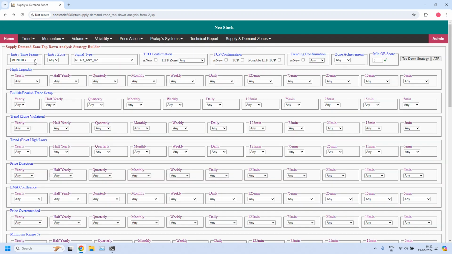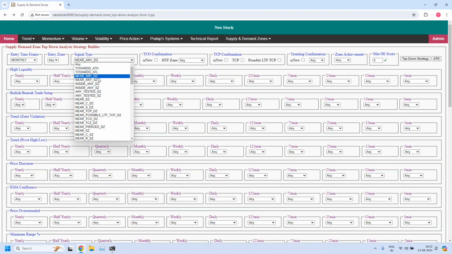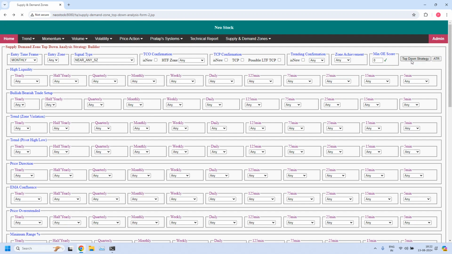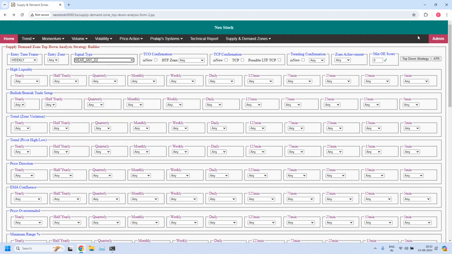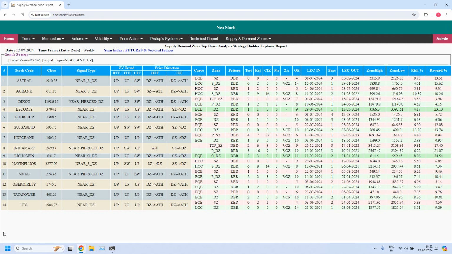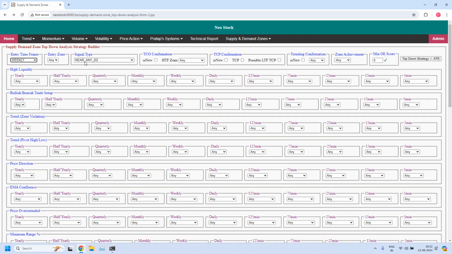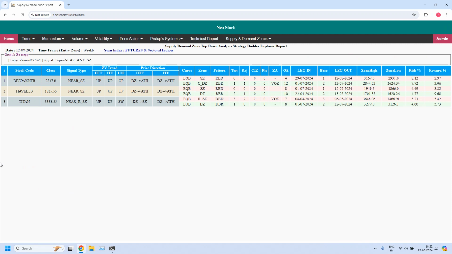And next, for the monthly time frame, let us find the stocks near monthly supply zone. No stocks are available. Changing the time frame to weekly, let us find the stocks near weekly demand zone. 14 stocks are filtered near the weekly demand zone. And next, for the weekly time frame, let us find the stocks near weekly supply zone. Three stocks are filtered near the weekly supply zone.